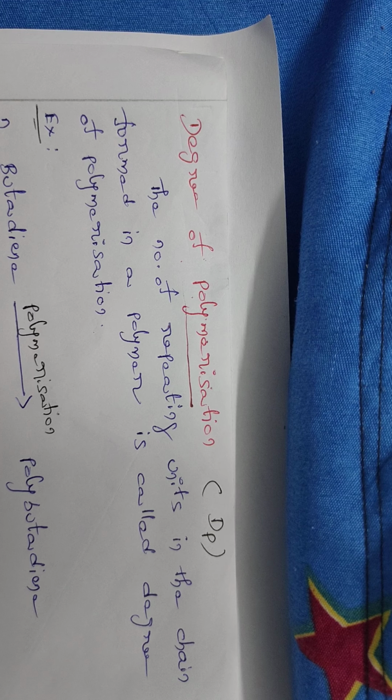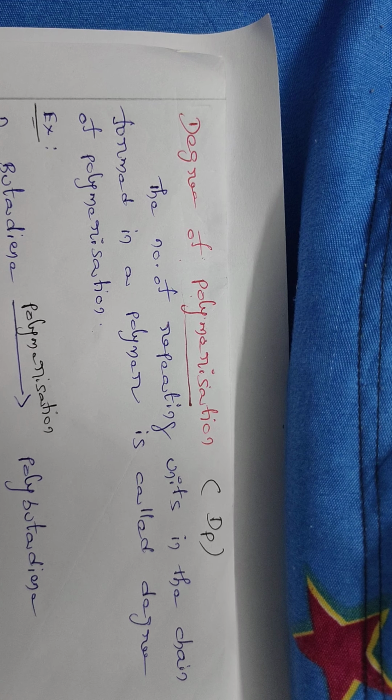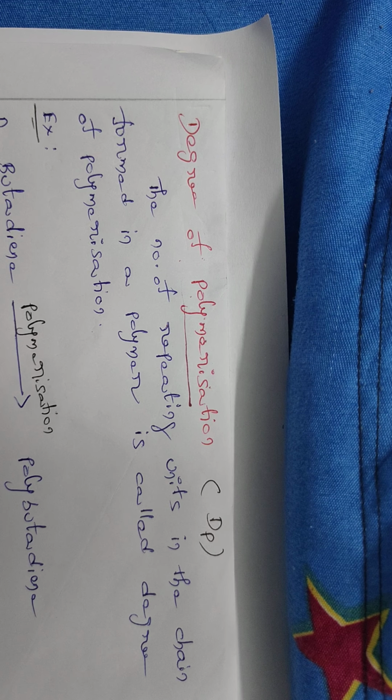In the previous class, I discussed the concepts of definition of polymers and examples. That is given in the description box, you can find it there. Today I want to tell you about the concepts of degree of polymerization and functionality.